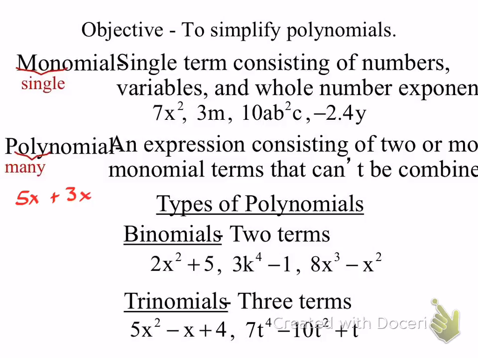Some people said it would be a binomial. Others said it's a monomial, because a polynomial is an expression consisting of two or more terms that cannot be combined. Can these be combined? Yes. It can be simplified to 8x, and so that is really one term. These are unlike terms, and these are like terms. So if they're like terms, they can be simplified down to a monomial. Questions?